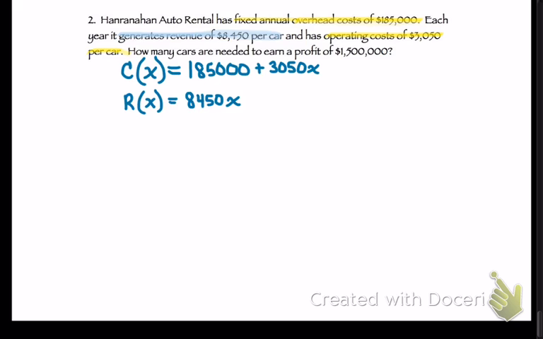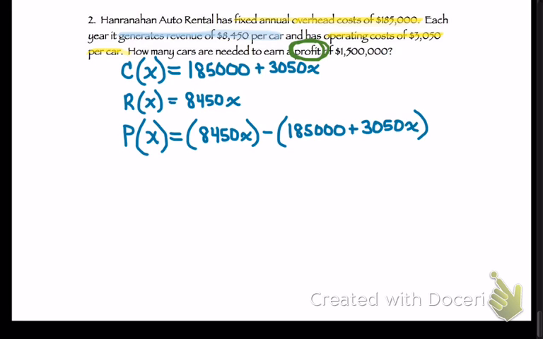Okay, so here's the deal. We know we're going to use this word. That's going to be talking about our new function rule. So I know to figure out profit, I take revenue minus the cost. Combine your like terms. Looks like there is my function for p of x. Okay, so there is my profit function.